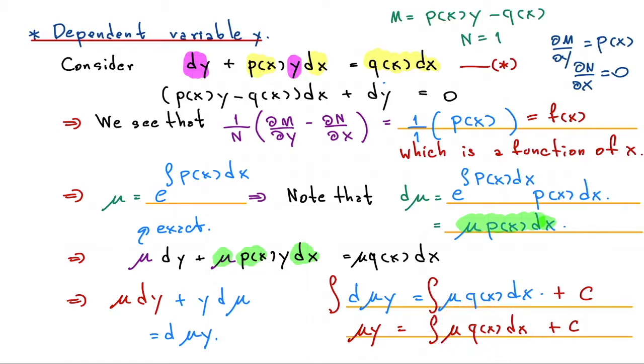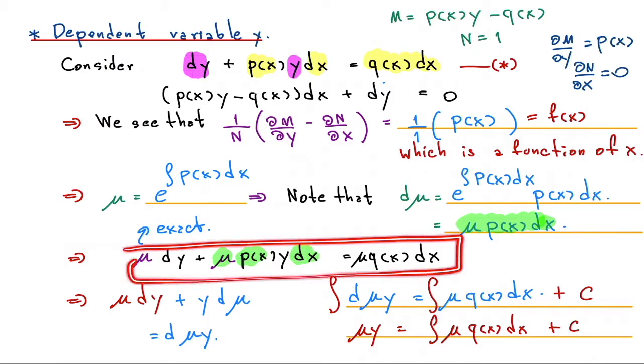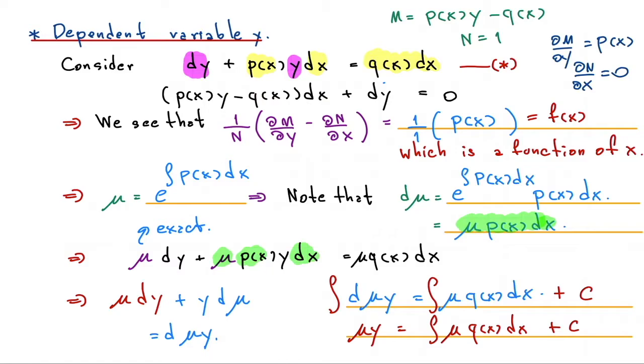Let me summarize it again guys. First, you look at this equation, which is a linear equation of order 1, and you can see that 1 over N of this guy is actually p(x), which is a function of x, which means that μ, the integrating factor, can be defined in this way, e to the integral of p(x) dx. And if you notice, dμ is actually this guy. So once I multiply μ to the star equation, I get this guy.